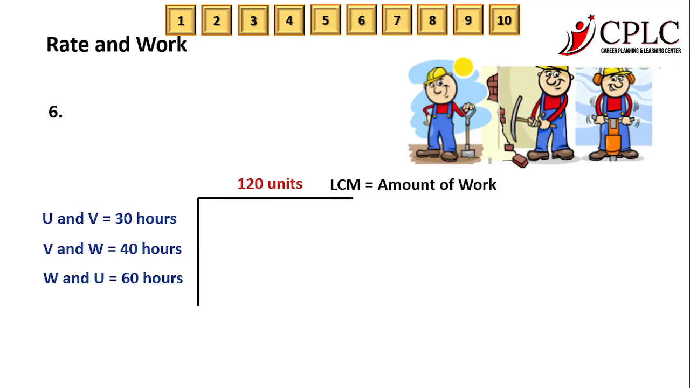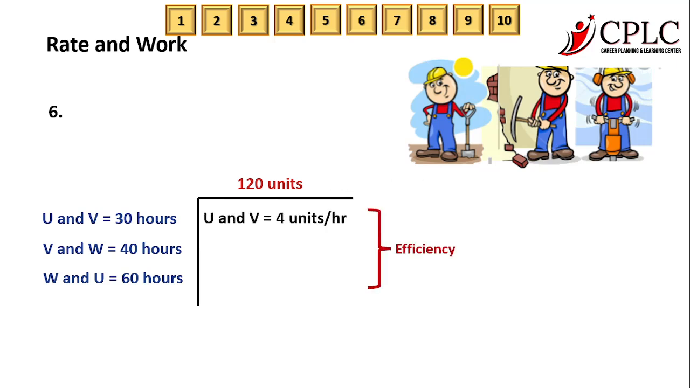So U and V can do 120 units in 30 hours. So their efficiency becomes 4 units per hour. For V and W, 120 units in 40 hours. So their efficiency becomes 3 units per hour. And W and U, 60 hours for 120 units. So 1 hour, 2 units.